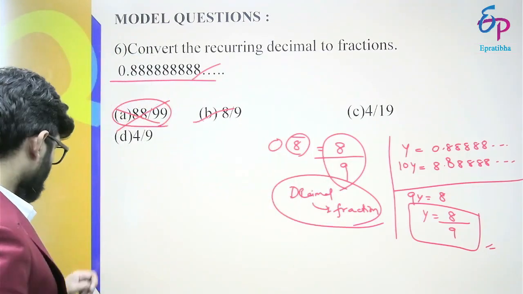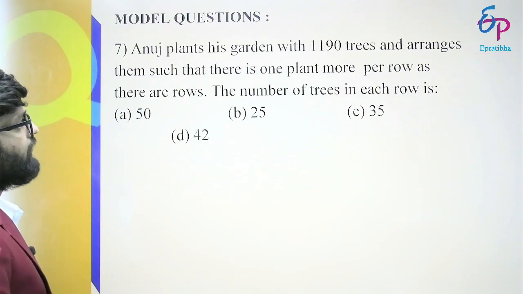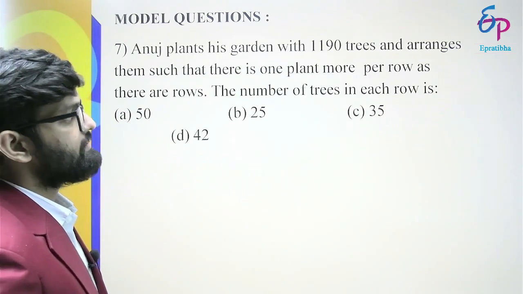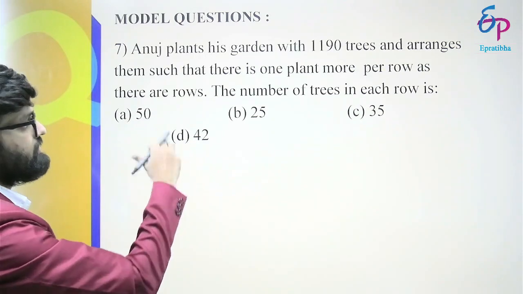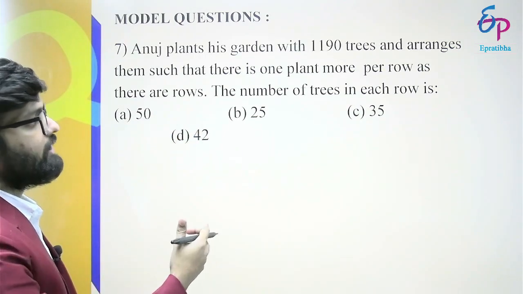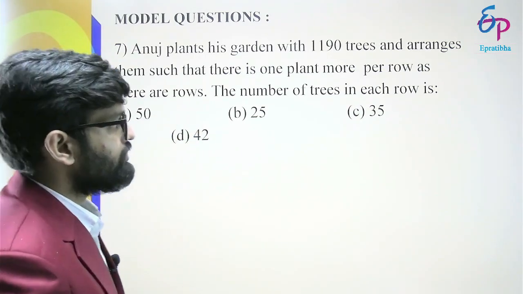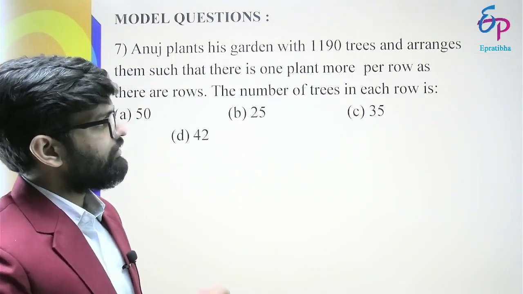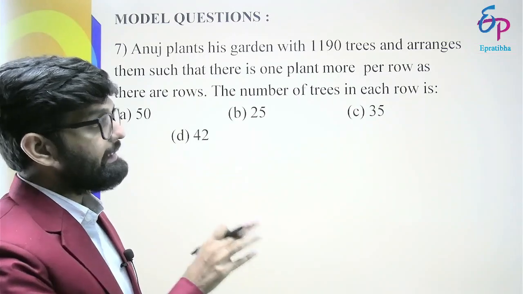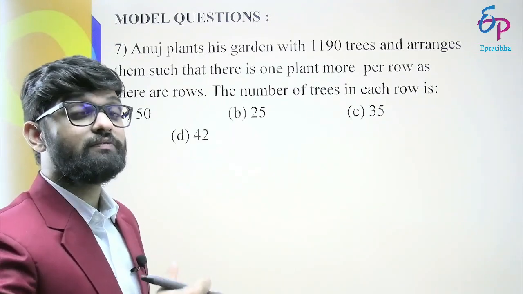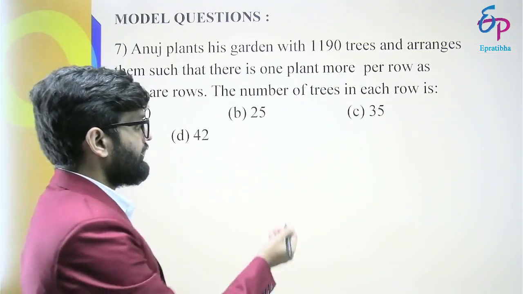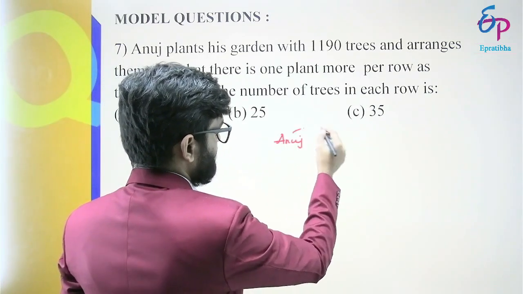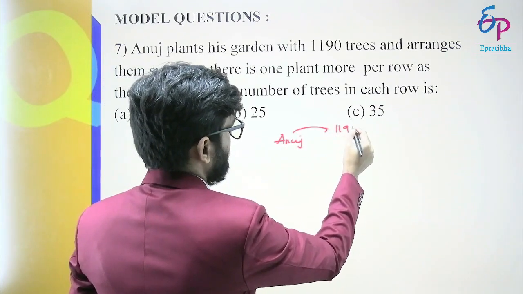Now, question number 7. Anuj plants his garden with 1190 trees and arranges them such that there is one plant more per row than the number of rows. The number of trees in each row is. In order to understand this question, what are the parameters given? They are telling us that Anuj is a person who planted some trees. They have given the number of trees as well, 1190.